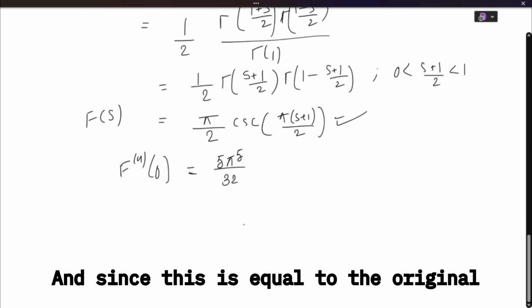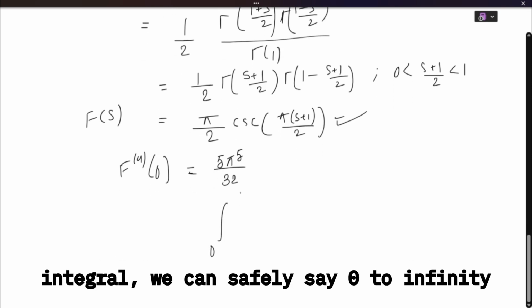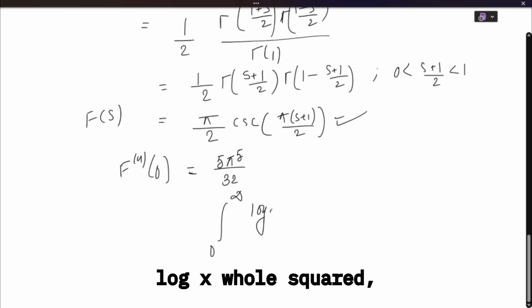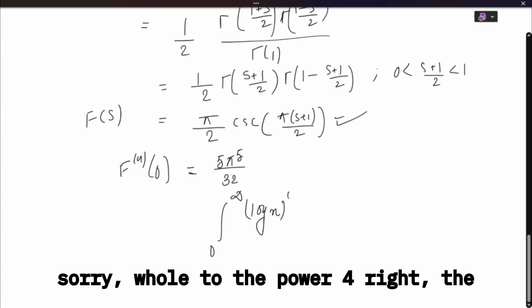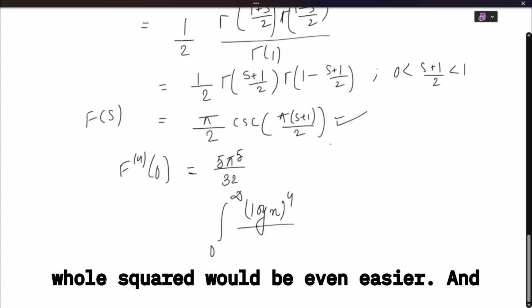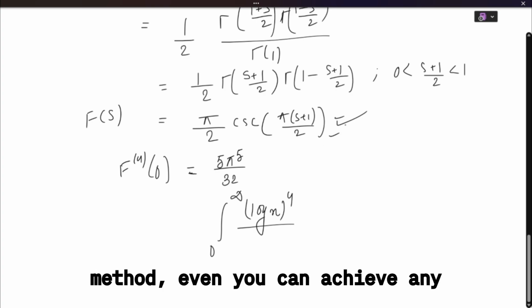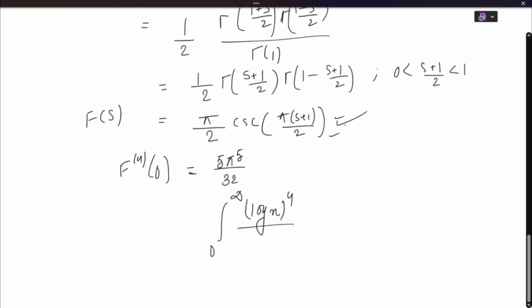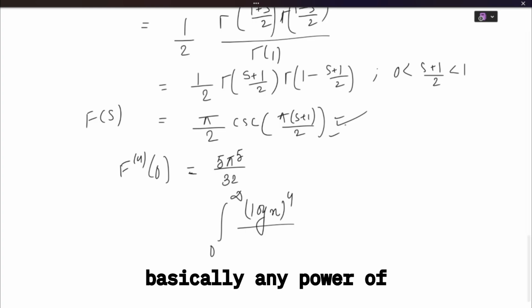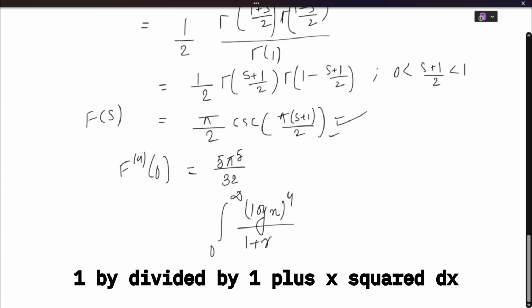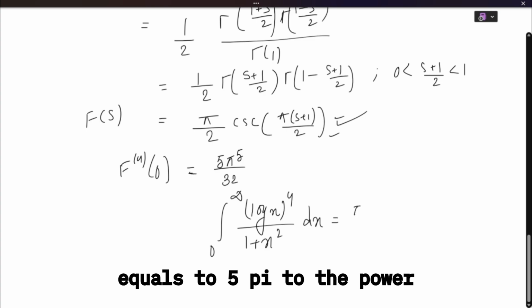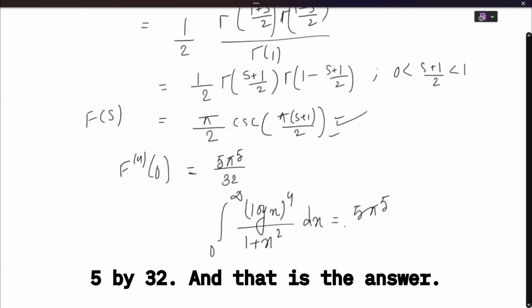And since this is equal to the original integral, we can safely say the integral from 0 to infinity of (log x) to the power 4 divided by (1 plus x squared) dx equals 5 pi to the power 5 by 32. The square would be even easier, and would be done with the same method. You can achieve basically any power of log x with this same method. And that is the answer.